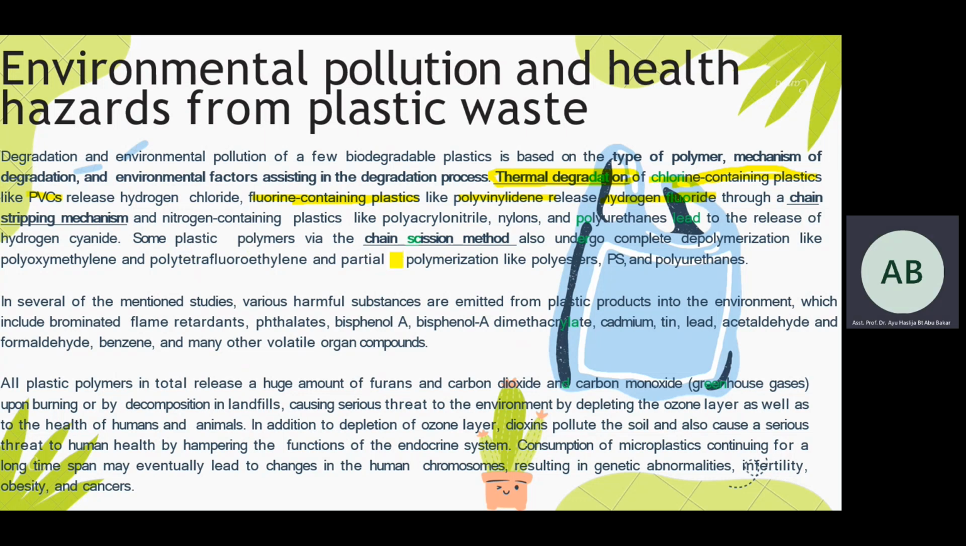Some plastic polymers can degrade via the chain scission method. That means cutting the chain. They have a long chain, so you can cut the chain. There are specific methods for that. Chain scission method. Okay, they undergo depolymerization. Like this type of plastic, partial depolymerization, like polyester, PS, and polyurethanes.